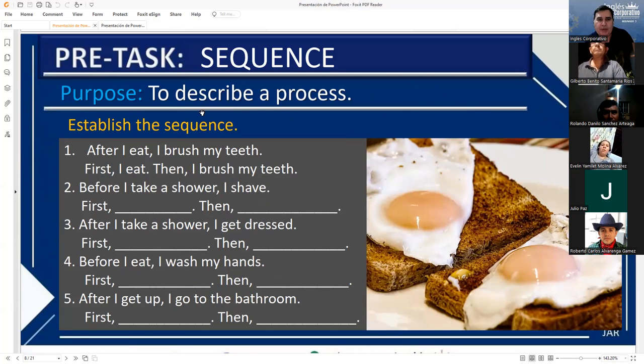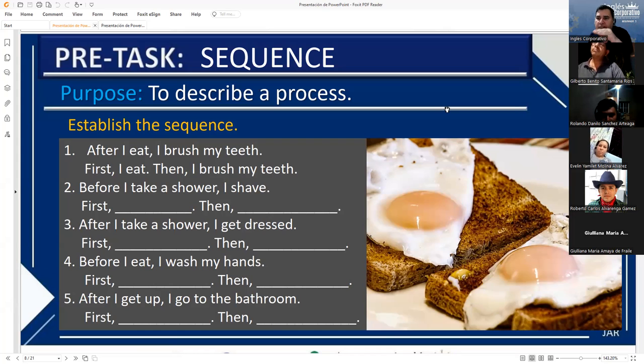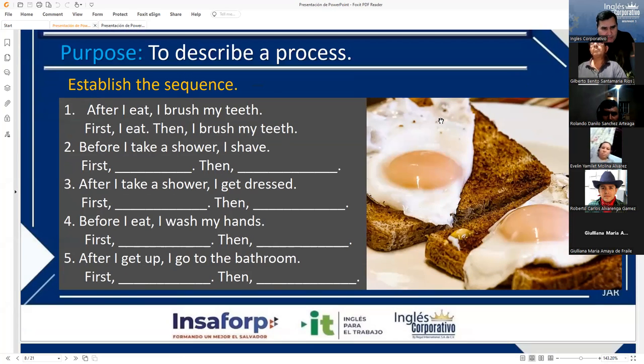In all of them, the purpose will be to describe a process. What is a process? It is a step-by-step procedure. It is a description of a step-by-step sequence. Okay, let's see. Establish the sequence.